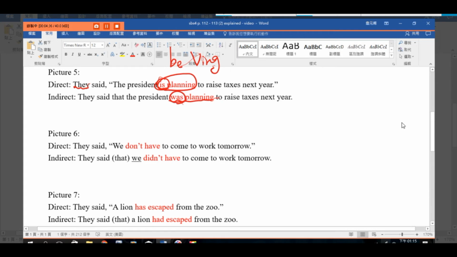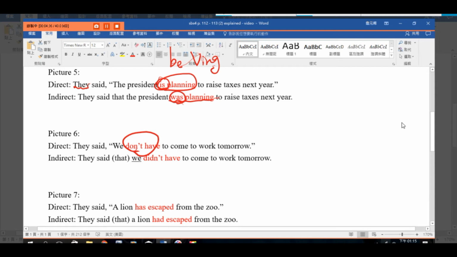Go back in time. Picture number 6. The direct speech sentence is, they said we don't have to come to work tomorrow. Now, who says this? The 3 people with boxes. There's a dialogue bubble above them, and they say we don't have to come to work tomorrow. So that's a direct speech sentence. Now, the tense of the sentence, as you can see here, is present simple tense. Don't have to. All right, present simple tense.